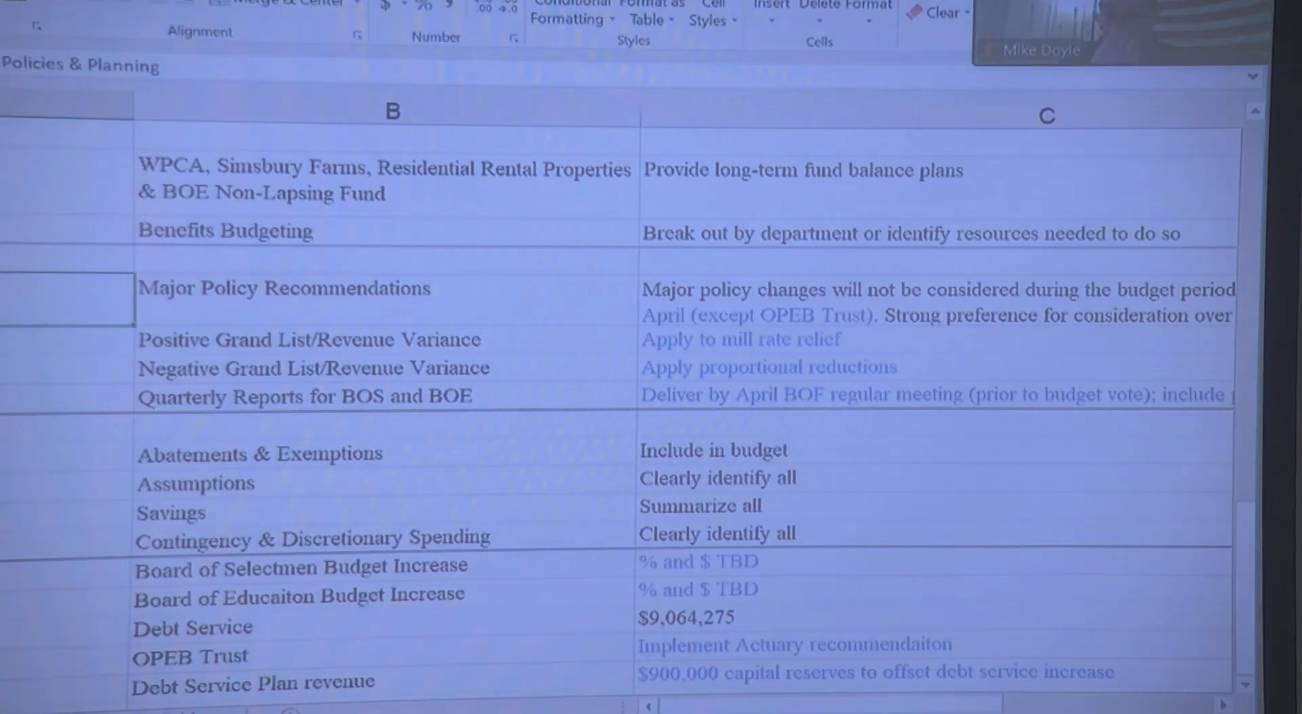Major policy changes, again, Mark referenced this, major policy changes will not be considered during the budget period. And I put between March and April, except the OPEB trust, which we're going to do tonight, strong preference for consideration over the summer. And maybe we just want to say not be considered between now and March. I mean, at this point, we can just say will not be considered during the budget period. We could just say that because it's too hard. We don't have the time to do a major policy review. So we'll take out that, Amy, between March and April, and just won't be considered during the budget period.